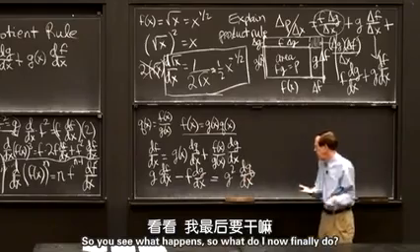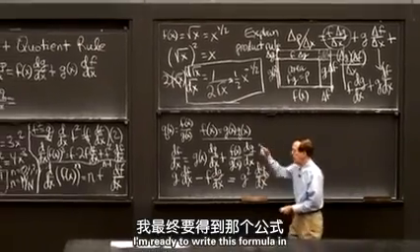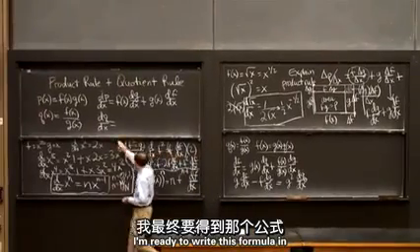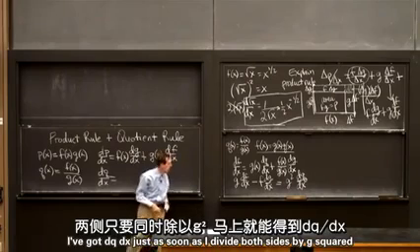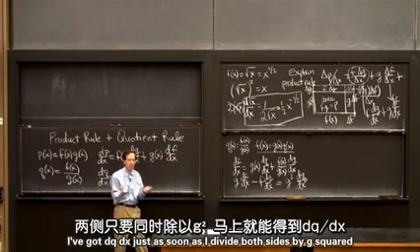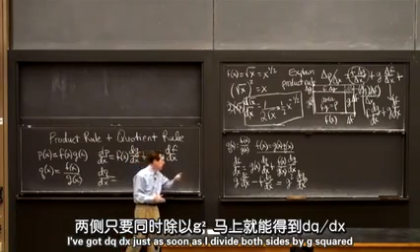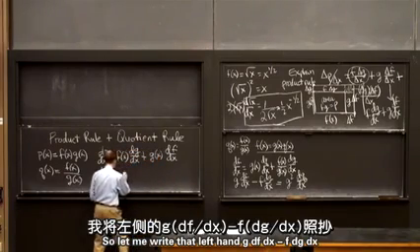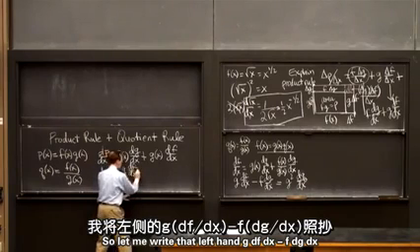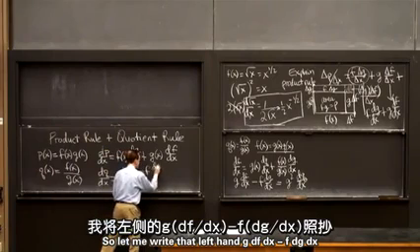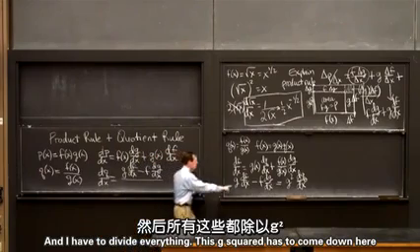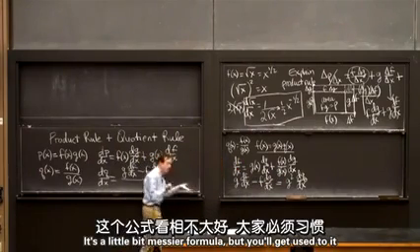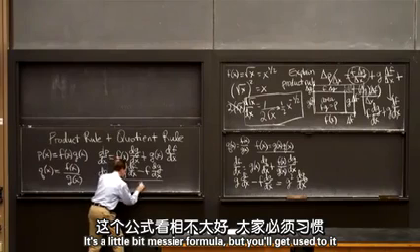So you see what happens. So what do I now finally do? I'm ready to write this formula in. I've got dq dx just as soon as I divide both sides by g squared. So let me write that left-hand side, g df dx minus f dg dx, and I have to divide everything. This g squared has got to come down here. It's a little bit messier formula, but you get used to it. G squared.